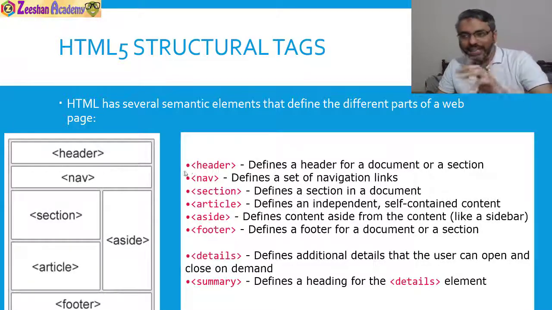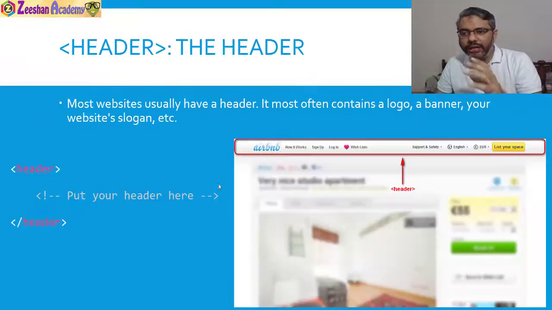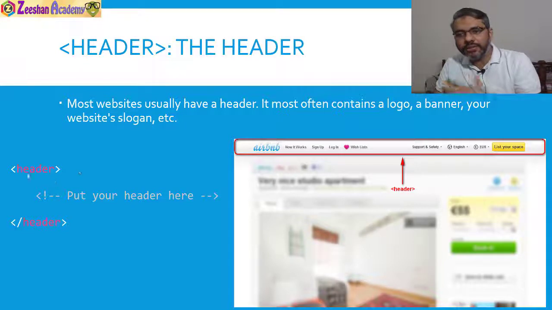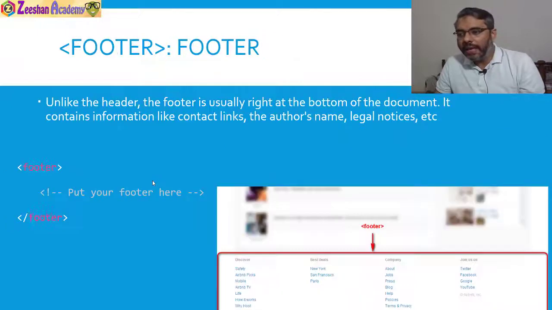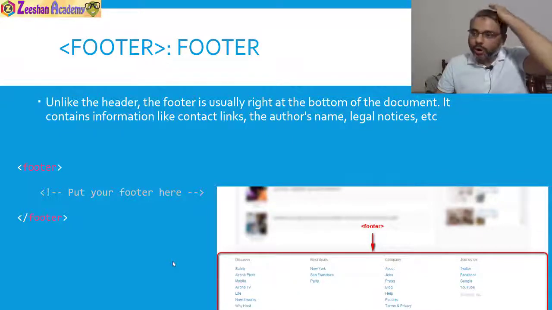So you basically use these structural tags, these semantic elements, to create those containers. Header is a simple header tag that allows you to have a header area. Whatever you put here will basically be considered as your header. Okay. Similarly, we have footer. Footer is at the bottom of your page. Whatever you put at the footer is considered as your footer area.